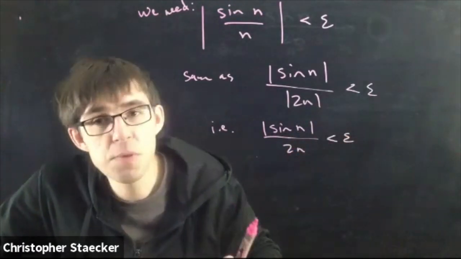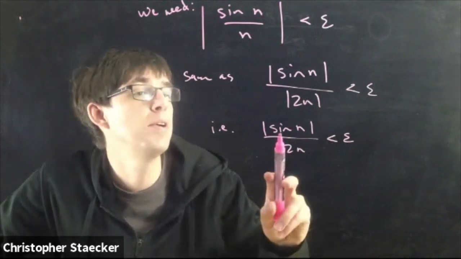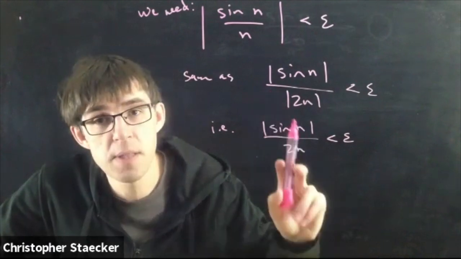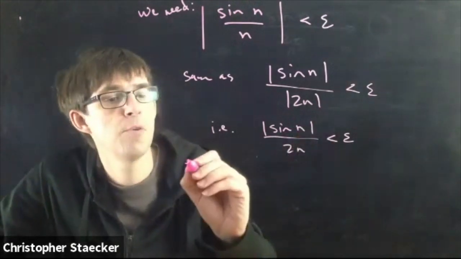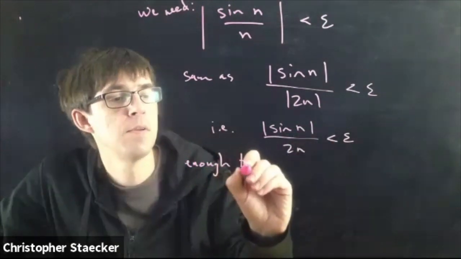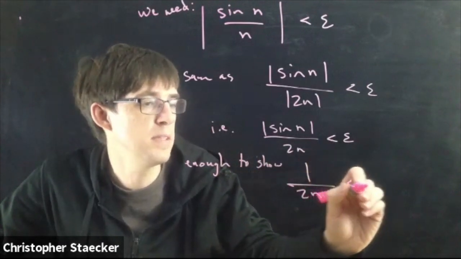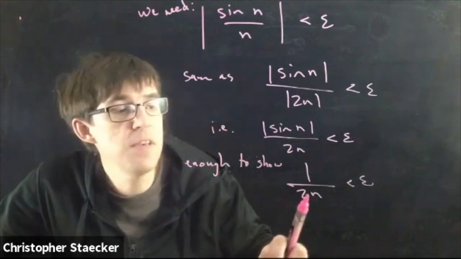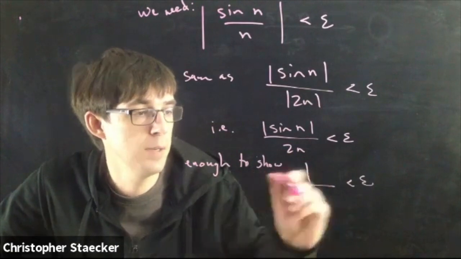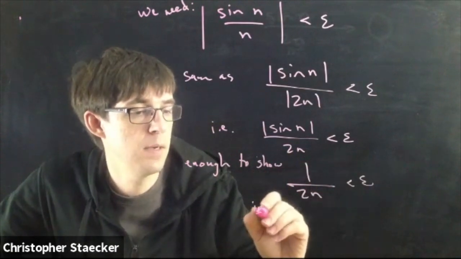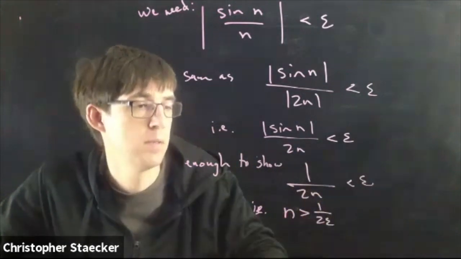All right. And now is when you can do this sort of, it is enough if I show that whatever, right? Because the absolute value of sine is always less than or equal to 1. That's because sine of x is always less than or equal to 1. So I'm going to say enough to show that 1 over 2n is less than epsilon. And then this is now easy to solve for n, all right? It's just going to be, i.e., n is greater than 1 over 2 epsilon, right?